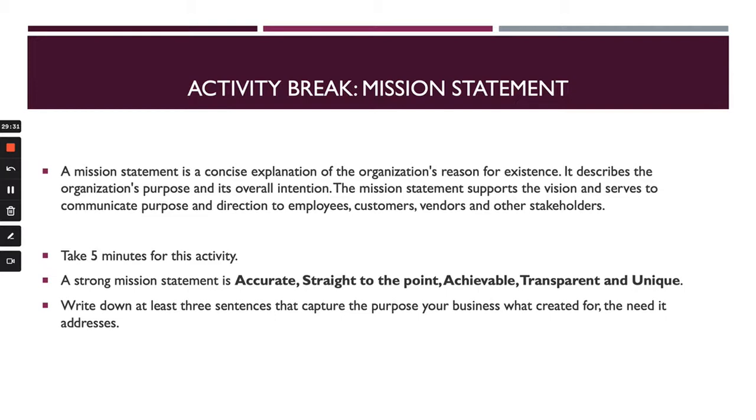So right now, write at least 3 statements or sentences that capture the purpose of your business and what it was created for, the need it addresses.